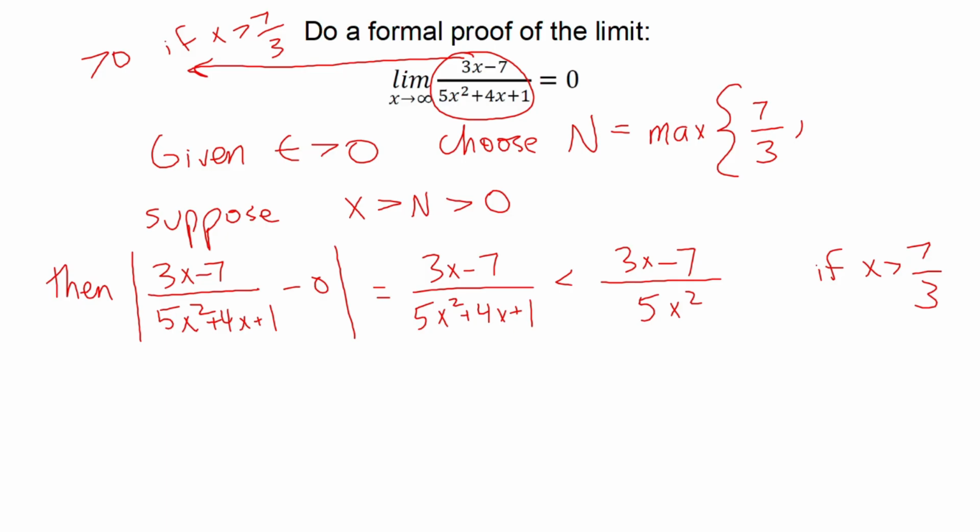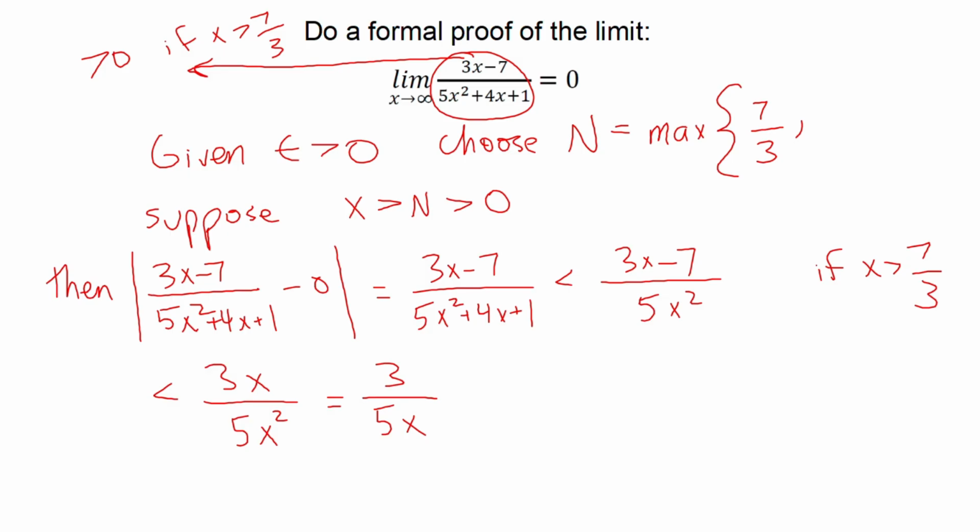So if we think about this a little bit further, something that would make this fraction bigger is if the numerator was bigger. Well, what's bigger than 3x minus 7? Well, 3x minus 6 is, and 3x minus 5. The less I subtract, the bigger it gets. In fact, if I subtract nothing from it, it should get bigger also. So 3x minus 7 over 5x squared ought to be less than 3x over 5x squared, which is now just equal to 3 over 5x.